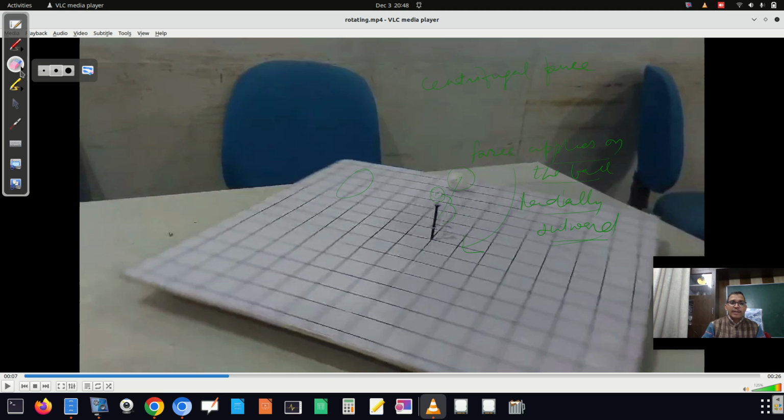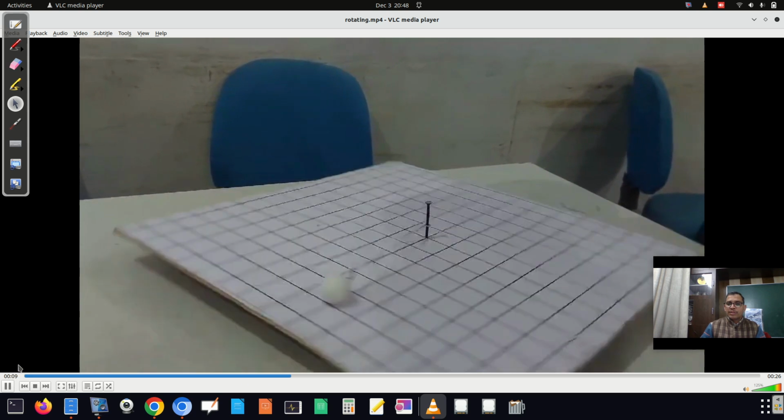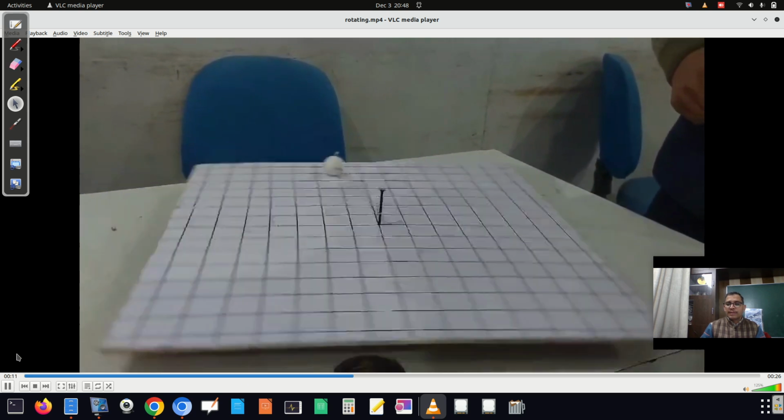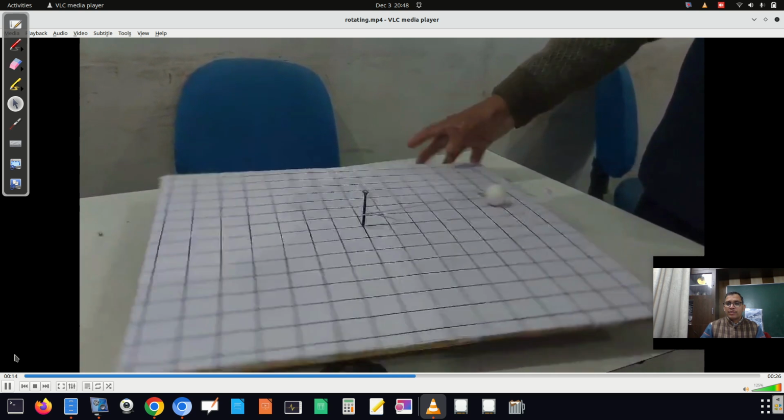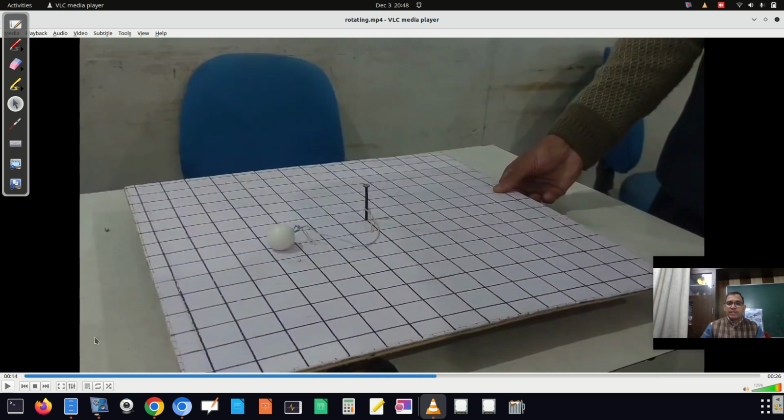Then I did one more experiment. What was that? Let us have a look. Just see. Now I stopped it, and when I stopped it, it again goes in the initial direction. It means a force is again applied in the opposite direction. It goes towards the center now, and the thread will get linked.